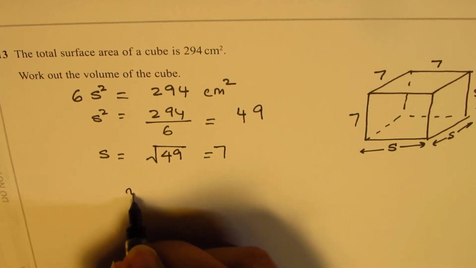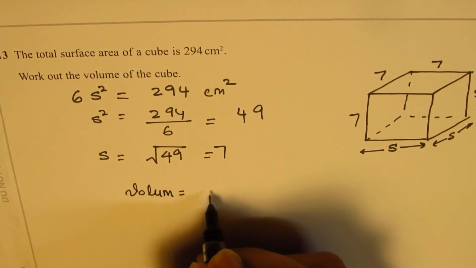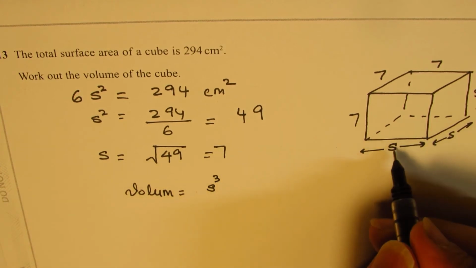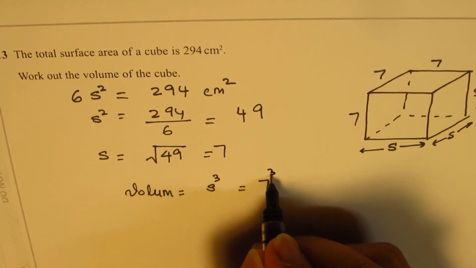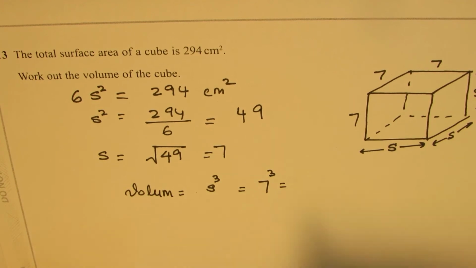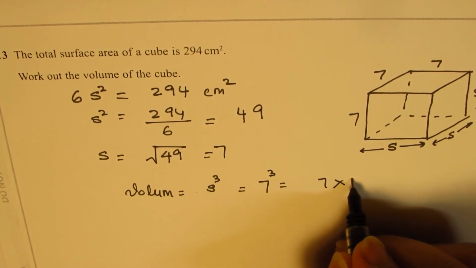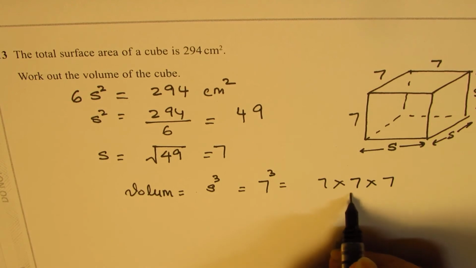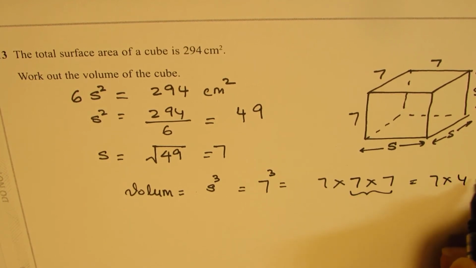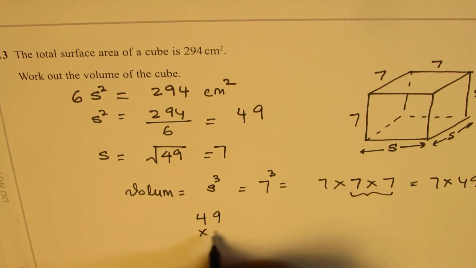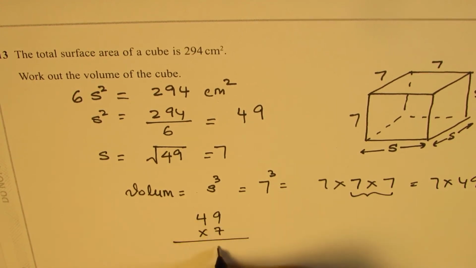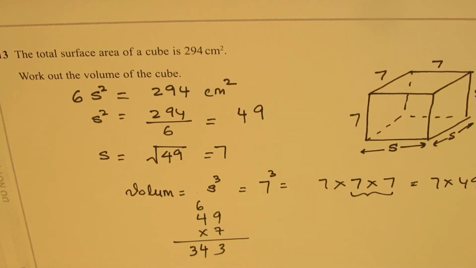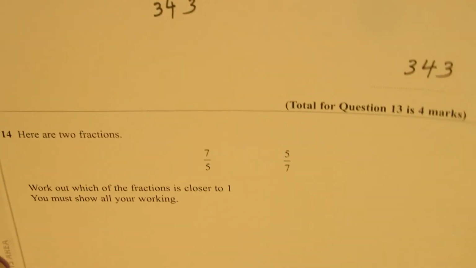Work out the volume. So volume is the cube of each side. We have 7 cubed. So that is the answer. So we get what? We get 7 times 7 times 7. So which we know is 7 times 49. So let's multiply. So 49 times 7. 7 times 9 is 63. 7 times 4 is 28 plus 6 is 34, right? So we get 343 centimeters cubed. Clear? So that is how we are going to find this answer.